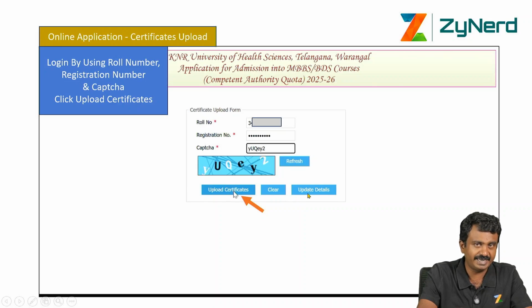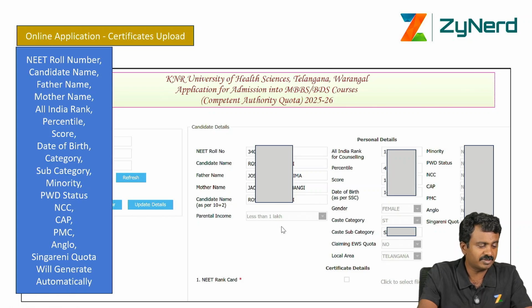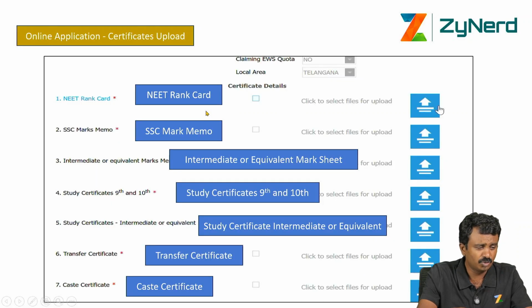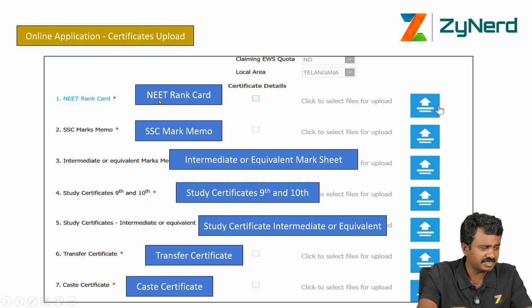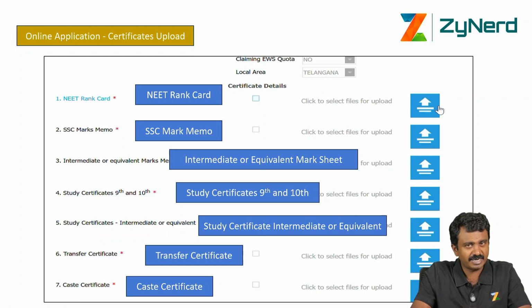You can also update details at this stage. That is also possible. Once you do the certificates upload, you go on to the first page and then move on to the next page. Here you will see all the certificates available, whatever is required. Some of these are mandatory, some are not mandatory, very clearly mentioned in the prospectus.